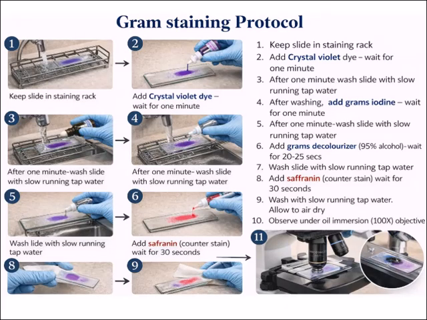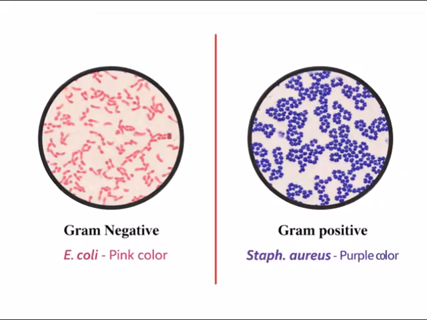Wait for 20 to 25 seconds. Wash the slide with slow running tap water and then add safranin counterstain. Wait for 30 seconds, then wash with slow running tap water, allow to air dry, and observe under oil immersion. As we said before, the gram-negative bacteria appear pink under the microscope and gram-positive bacteria appear purple under the microscope.